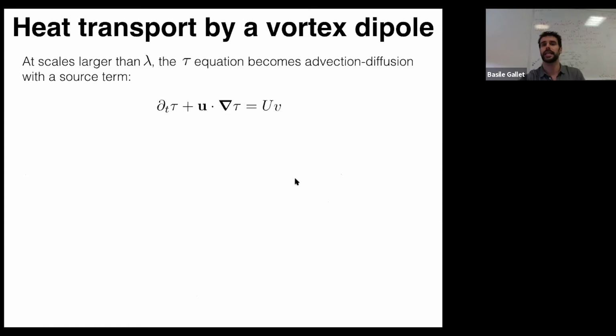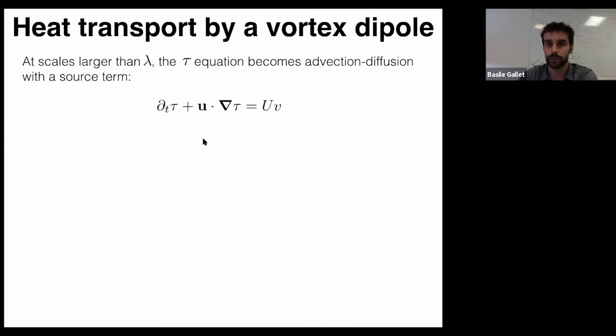Because the first thing to understand is how is this vortex gas going to transport heat? Well, you can understand that process quite simply if you go to very large scales, much larger than the deformation radius, for which the temperature equation reduces to an advection diffusion equation for the temperature field with a source term U times V, which is just the fact that the meridional velocity V is going to distort the background gradient U. Okay, so the turbulent velocity distorts the background gradient, and that leads to a departure here, a temperature anomaly tau.